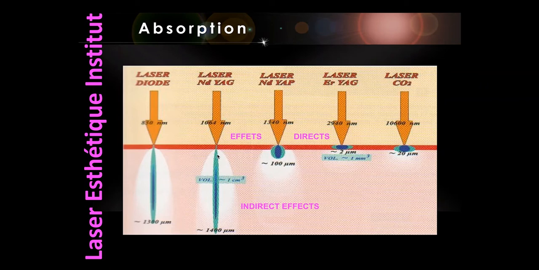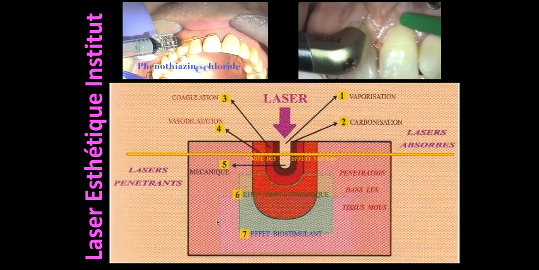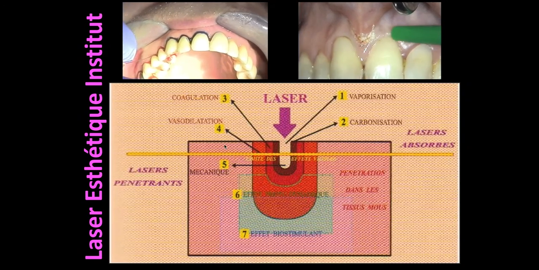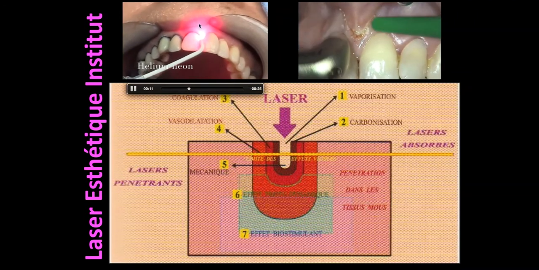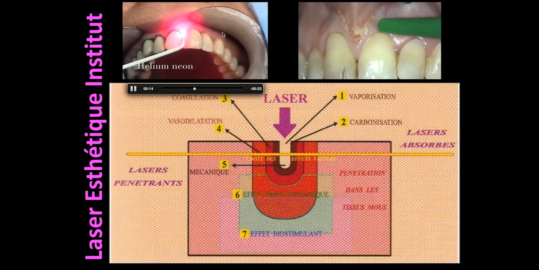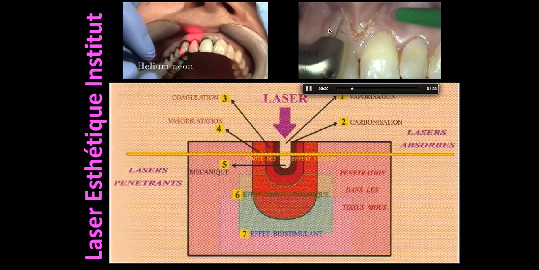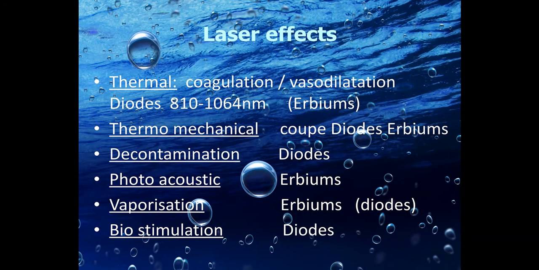These lasers are very interesting because they penetrate the tissue, and you can have all the values of photobiomodulation, decontamination inside the tissue, and so on. Here you will have all the superficial effects. You can see a laser working inside the tissue, with penetration of the light, and a laser which is absorbed and working on superficial parts. So we will see the different effects of the lasers.